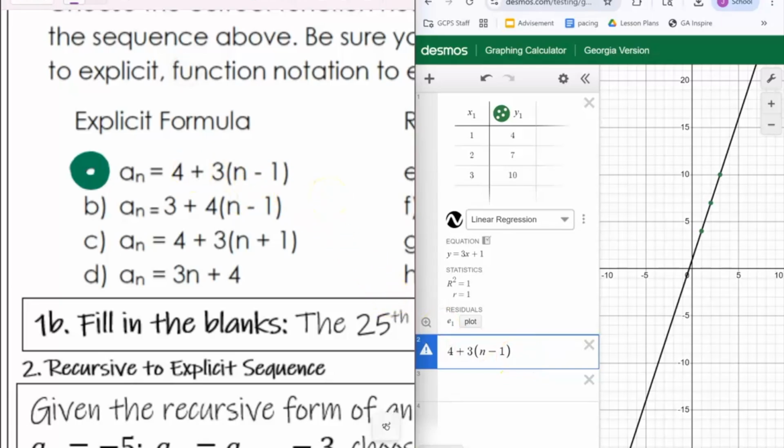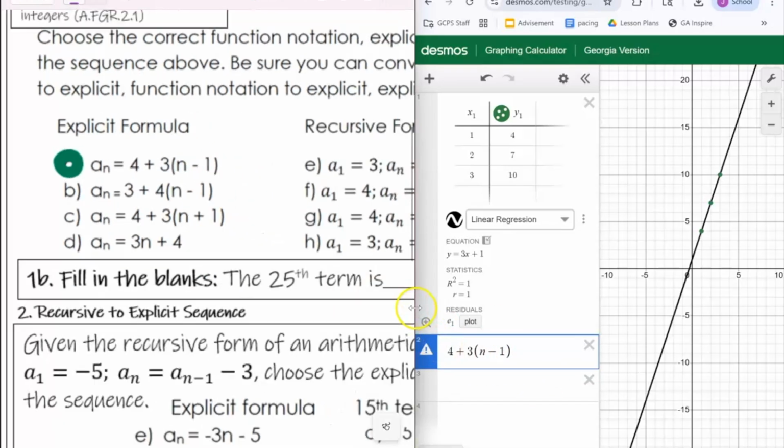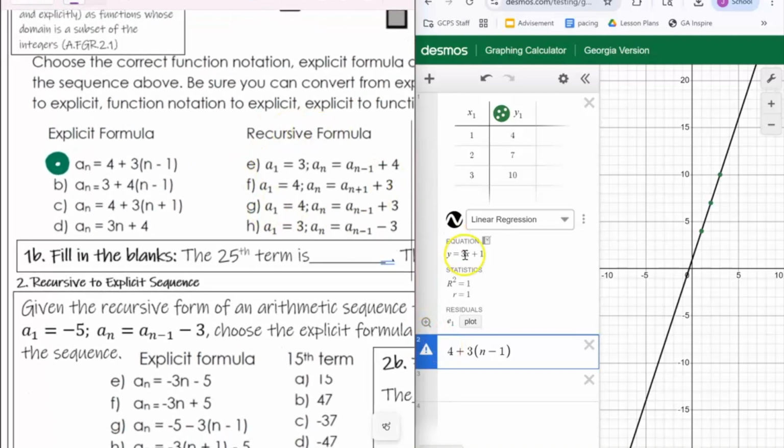Now, to confirm it, we are going to put this in the calculator because remember, anytime we have multiple choice, we're going to type everything in and then see what matches. So I'm going to leave this here. You can see there's an error here. Try adding y equals. So I'm looking for it to match my original line.